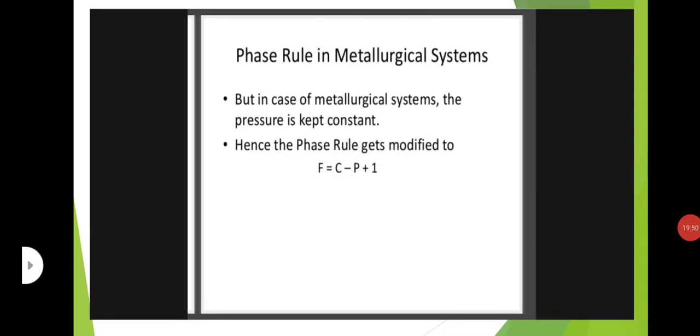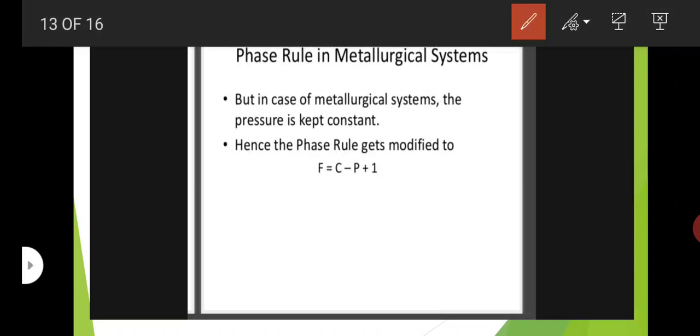Phase rule in metallurgical systems. But in case of metallurgical systems, the pressure is kept constant. Hence, the phase rule gets modified to F equal to C minus P plus 1. Okay, here this is the modified phase rule in metallurgical systems.